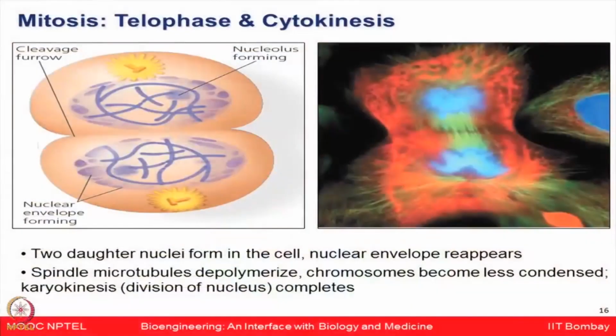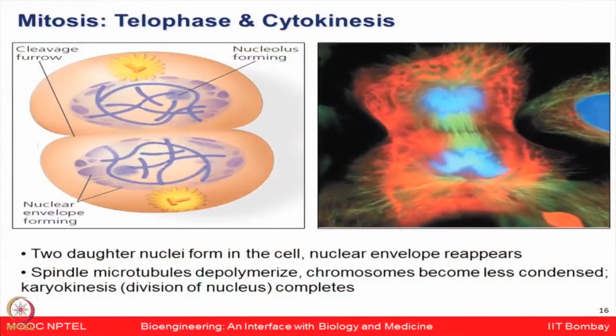Then the last part comes, which is telophase, and then cytokinesis happens. For example, two daughter nuclei form in the cell. The nuclear envelope starts reappearing because the cell wants to produce two daughter cells. The spindle microtubules get depolymerized, and the chromosomes become less condensed at this time. At the same time, karyokinesis, or division of the nucleus, also gets completed.